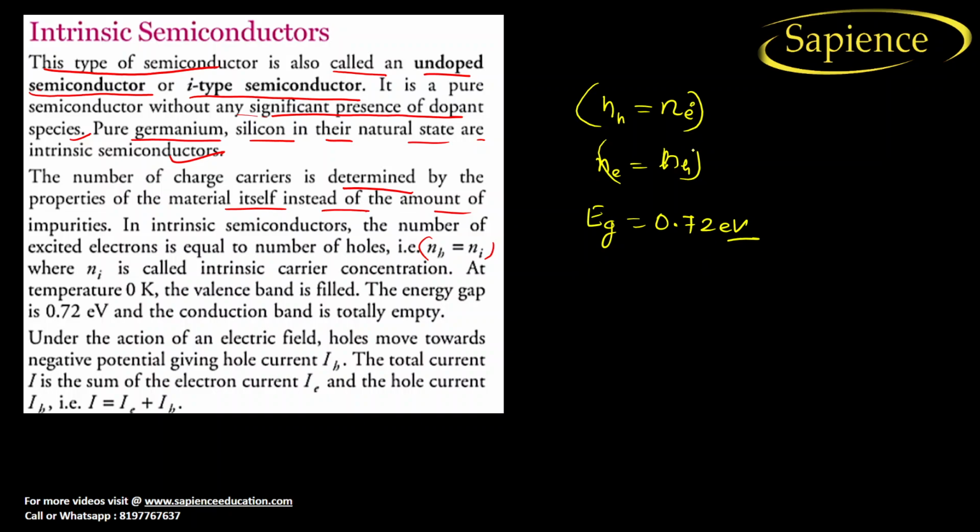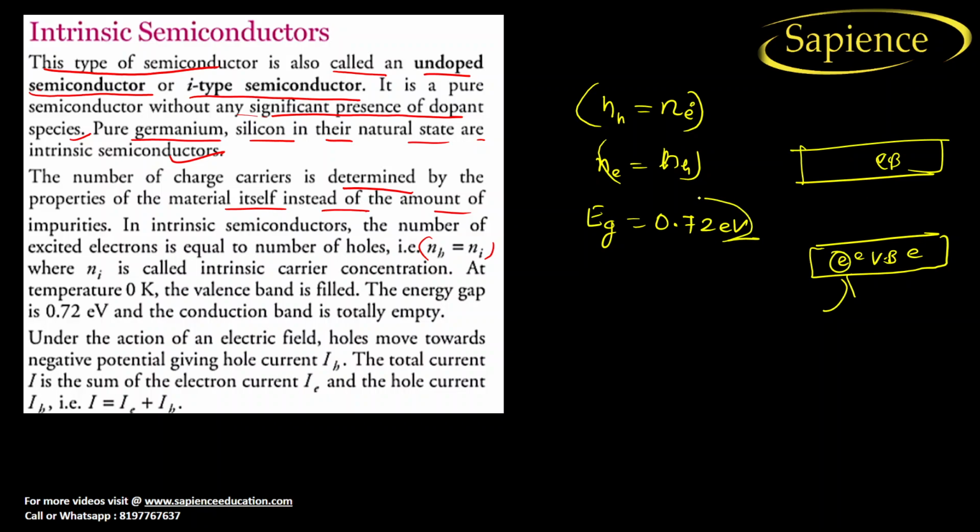So let us consider there is a conduction band and a valence band. Most of the electrons will reside in the valence band. Whenever you give energy, and if this energy is greater than the energy gap, this gap of 0.72 electron volt, what do you mean by this? Whenever you apply an energy greater than this, the electron will gain this energy and jump into the conduction band.